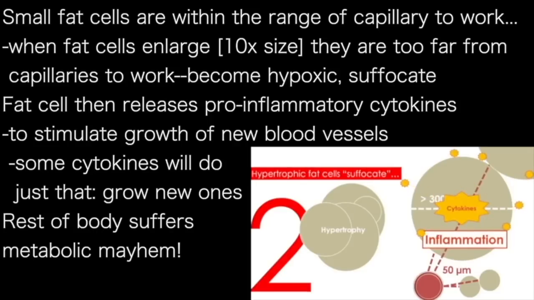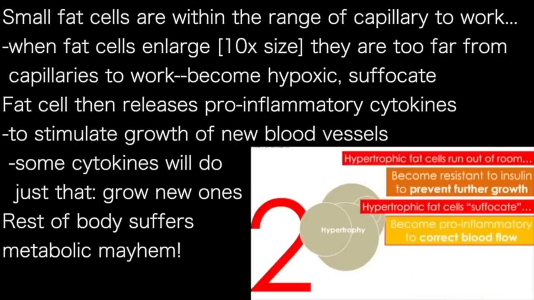So the hypertrophic fat cell will say, I'm suffocating. I need to correct this by stimulating the growth of new blood vessels. And I'm going to do this by flooding the system with pro-inflammatory proteins, because some of them will in fact induce the growth of new vessels, thereby correcting the hypoxia.